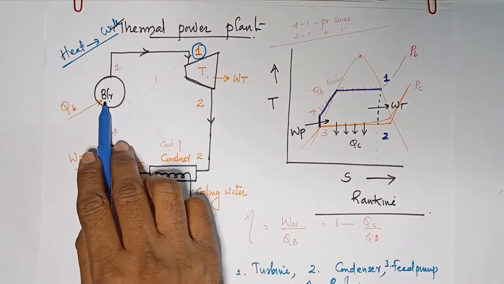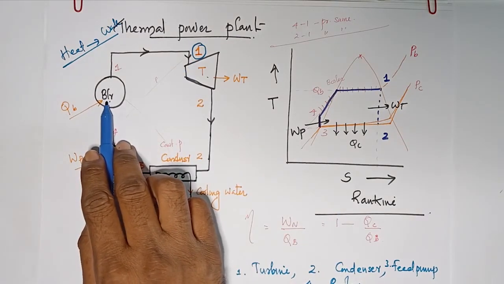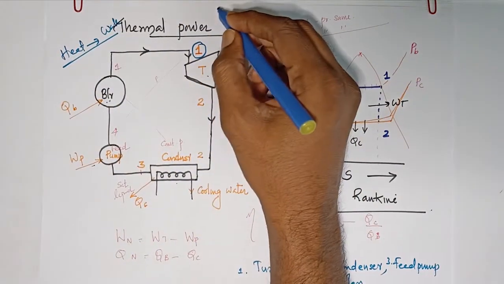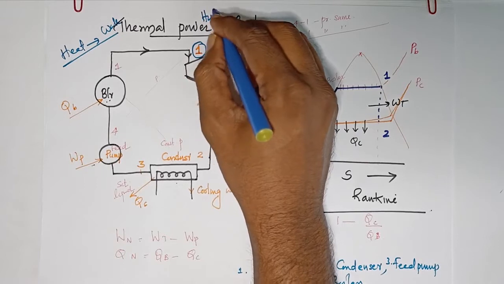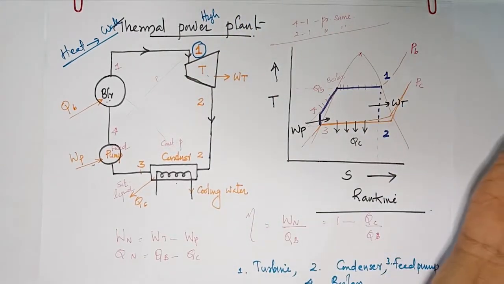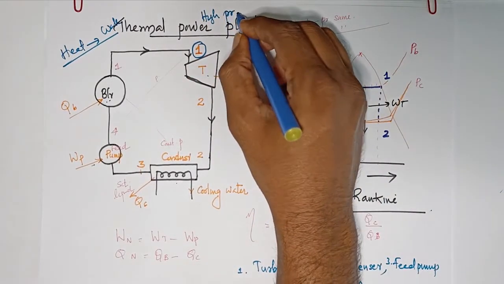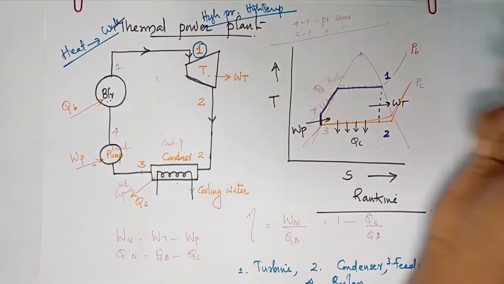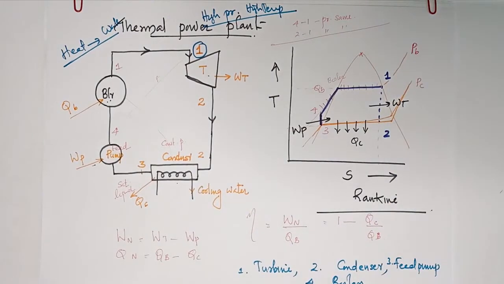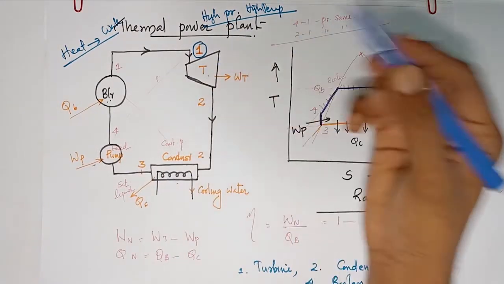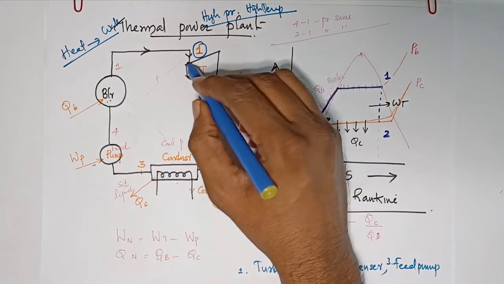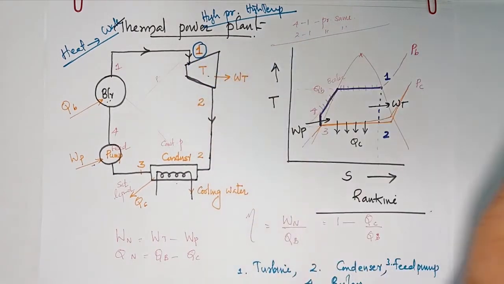Here, you may know that this is the boiler. The boiler is producing steam. The steam is at very high pressure and high temperature. Normally we get saturated, or sometimes superheated steam. Let us see that saturated steam is coming to the turbine.